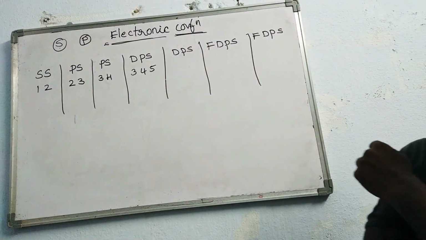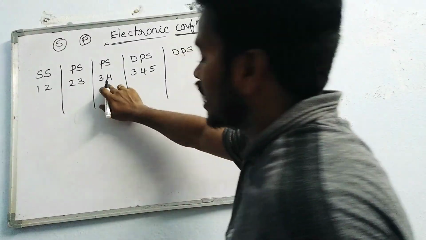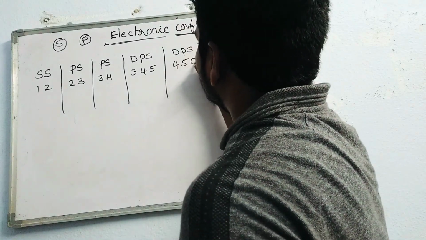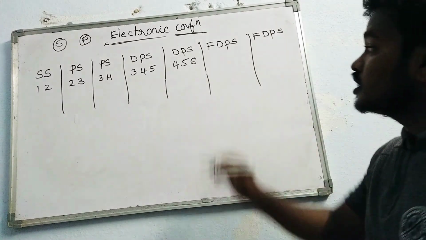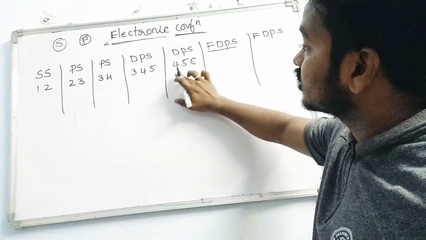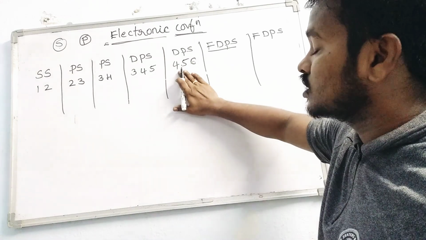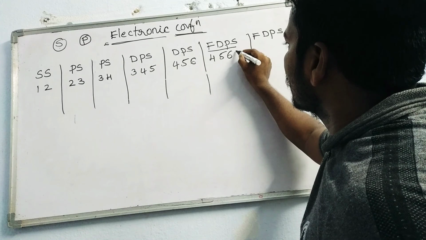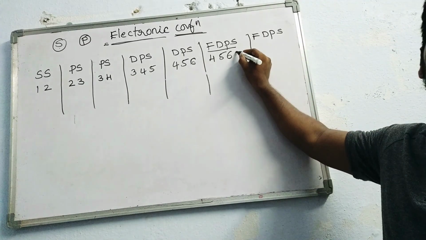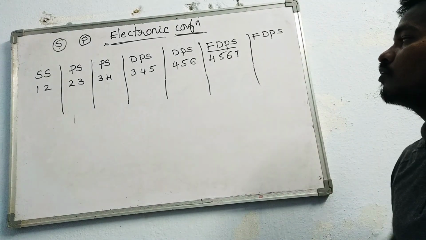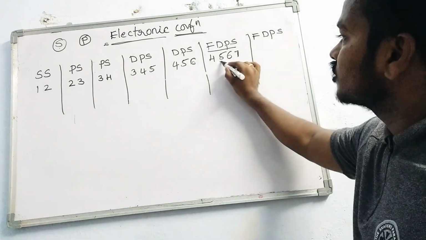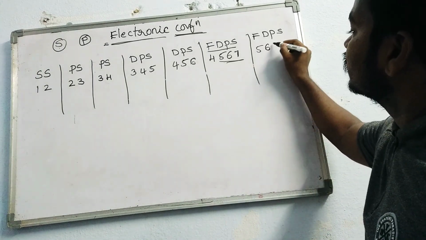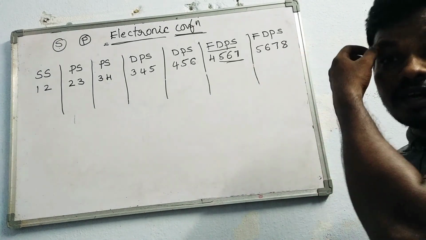So take the last two numbers. Here also you can write 4 5 6. See here 4 is there. That means we have to take these three as they are: 4 5 6, then 4 5 6 7, and you have to write 4 5 6 7. Here also you have to take only the last three. So now you can write 5 6 7 8. So, electronic configuration done.